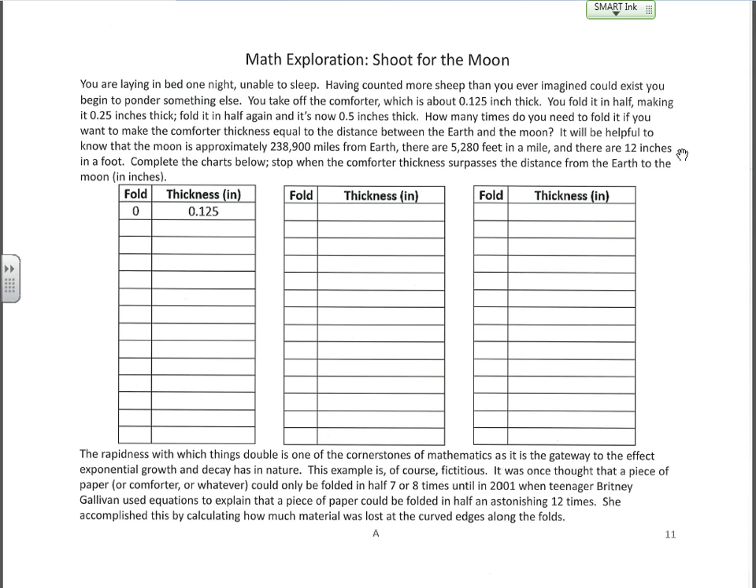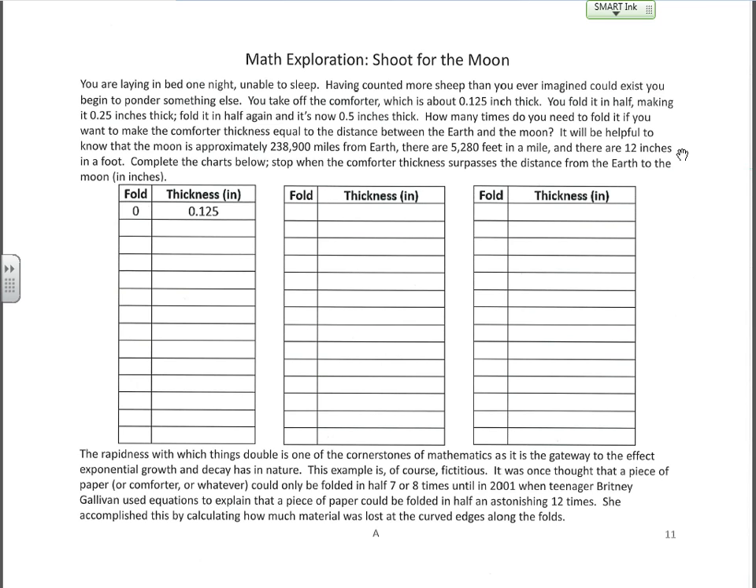How many times do you need to fold it if you want to make the comforter thickness equal to the distance between Earth and the moon? So obviously a fictitious example here, but getting to the fact that whenever you fold something, the width of it doubles, right? Because you're folding it over on top of itself, okay?